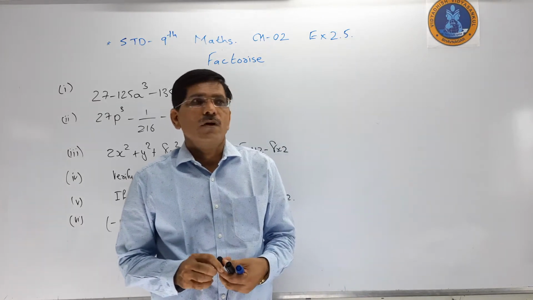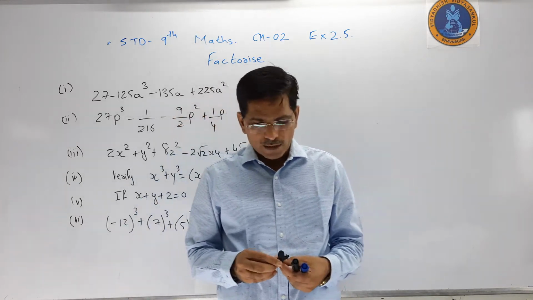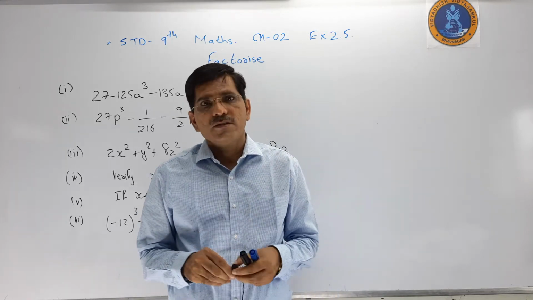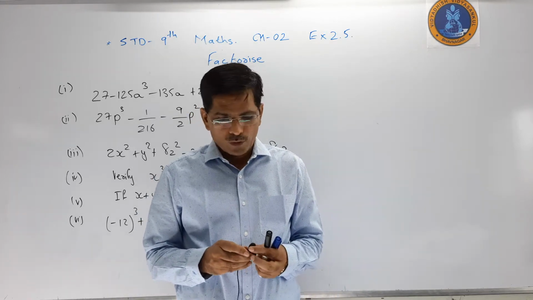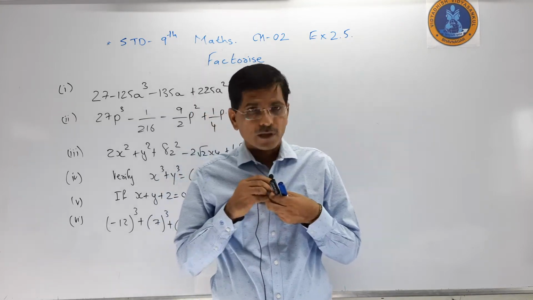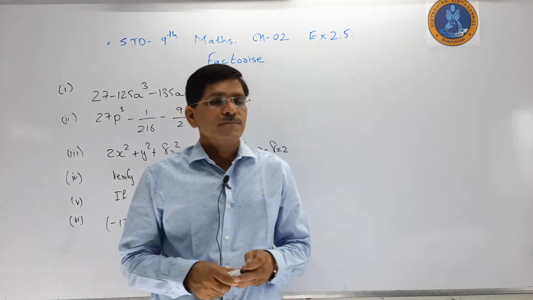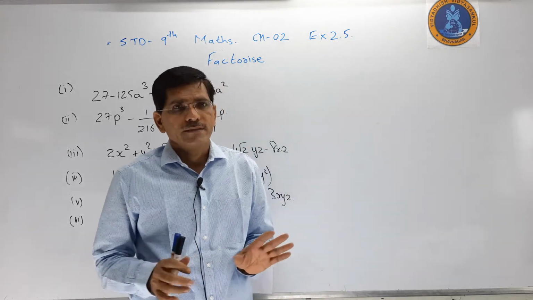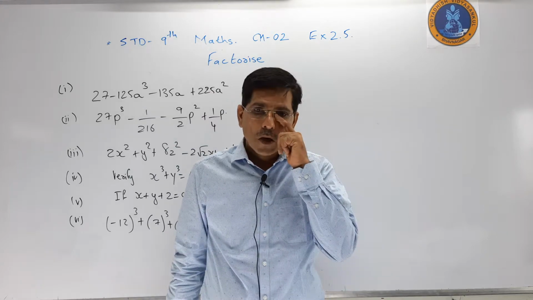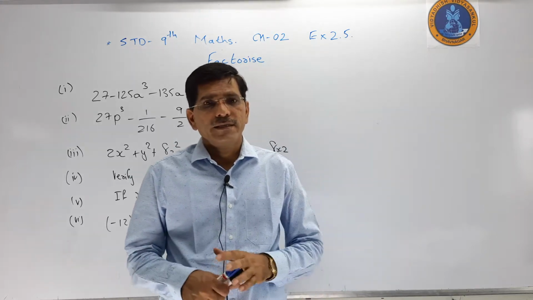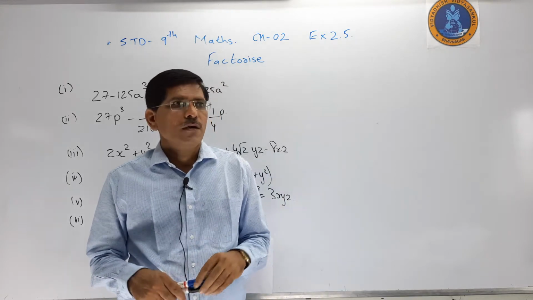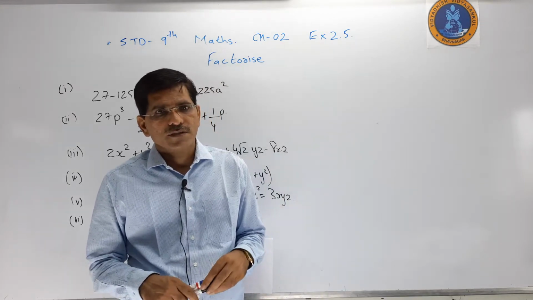Today we want to start the last lecture related to chapter number 2. In chapter number 2 we have already discussed all the formulas and identities. More than 9 or 10 identities are there. We have discussed the identities, and mostly in 2.5 all sums we have discussed.